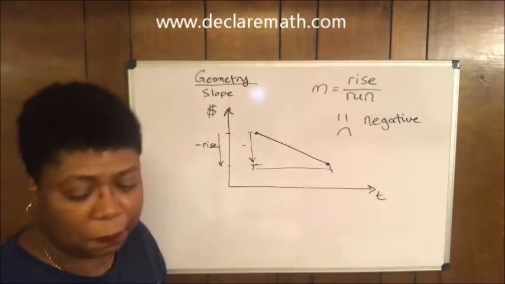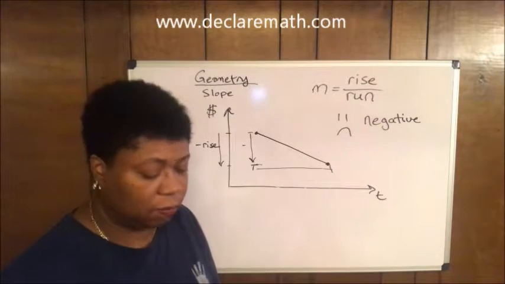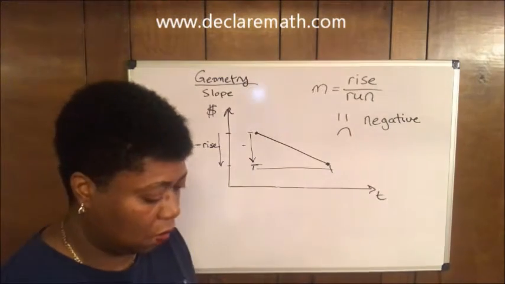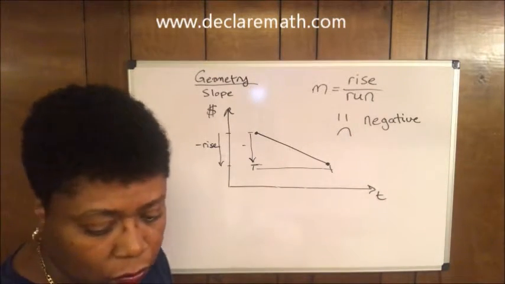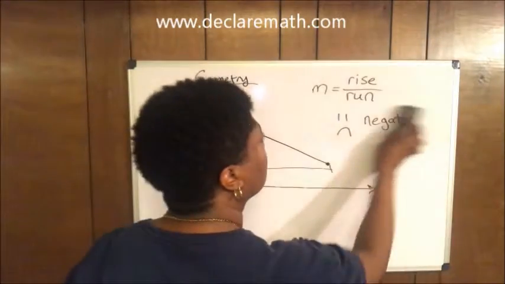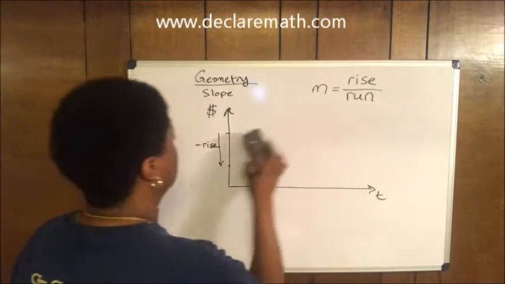So now we have 2 other types of slope to talk about before we end. I gave you a hint, I think. If I didn't, can you guess what the next type of slope we're going to talk about?